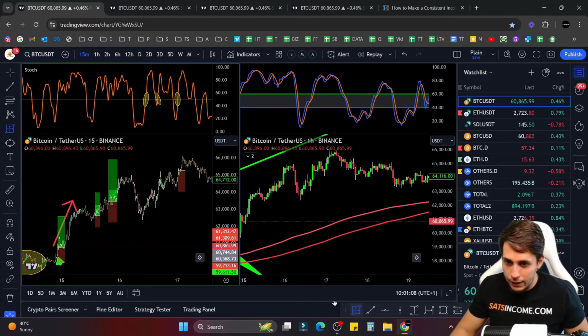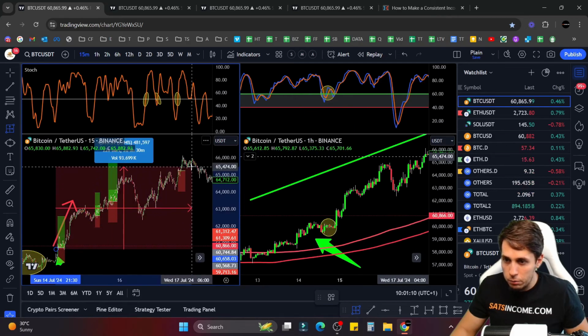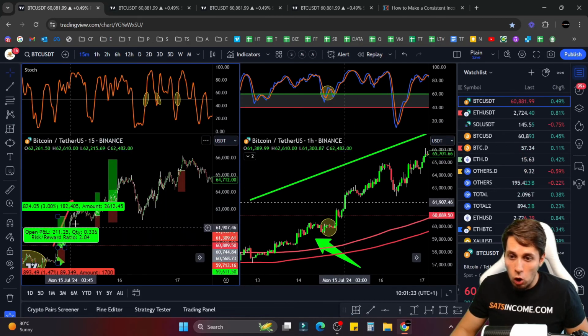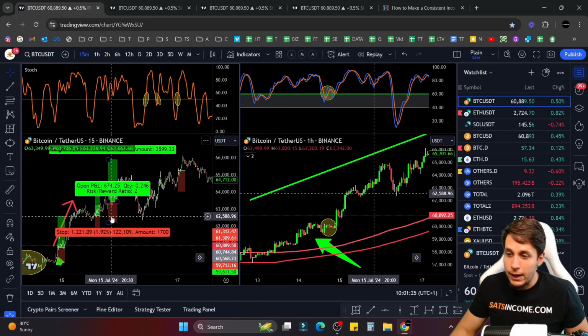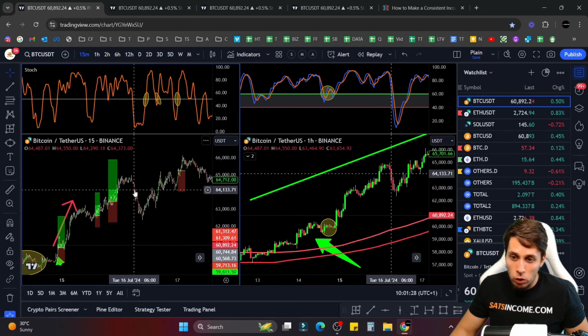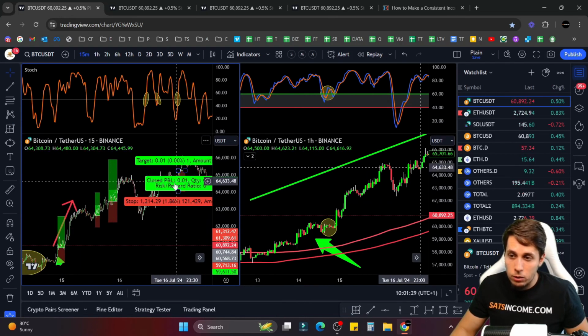And here are the results for about, let me see, 2 days. You were going to have 4 trades trading long during this time. 3 trades were going to end up being profitable, and 1 trade was going to be a loss.